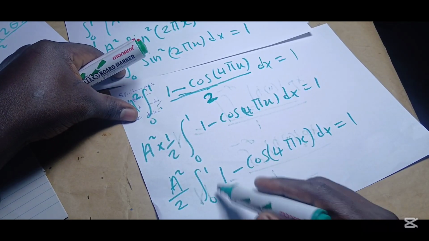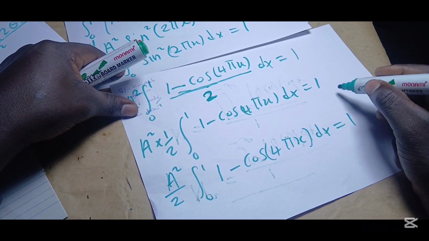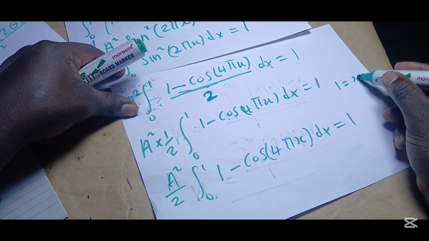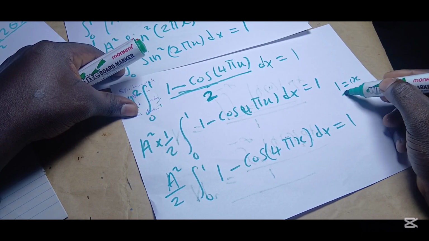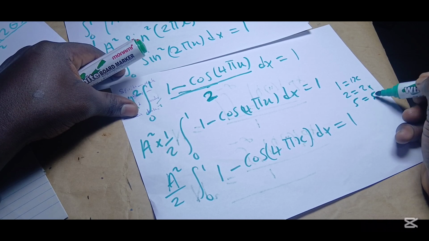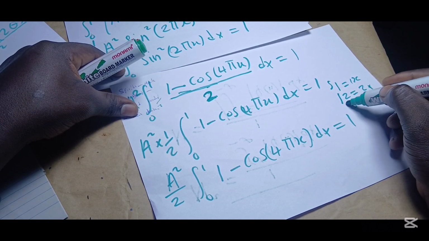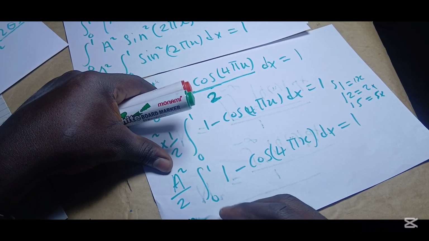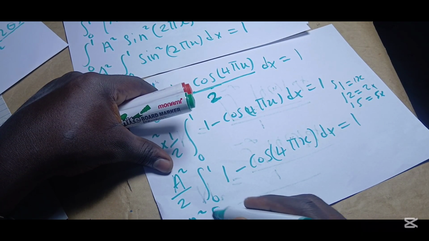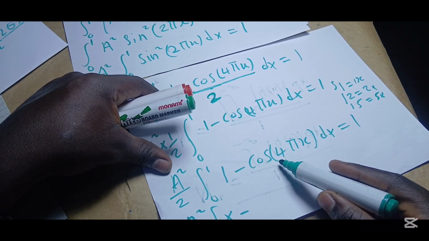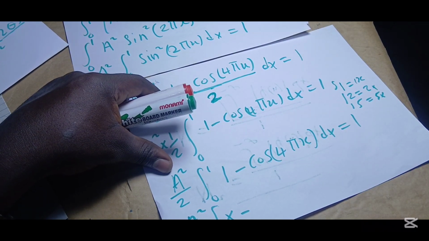Now we want to integrate this. If we integrate a constant, let's say integrating 1 is going to give you x, 2 is going to give you 2x, 5 is going to give you 5x. That is if you are integrating. So integrating 1 gives us x minus. So integrating cos 4 pi x, what do we get?